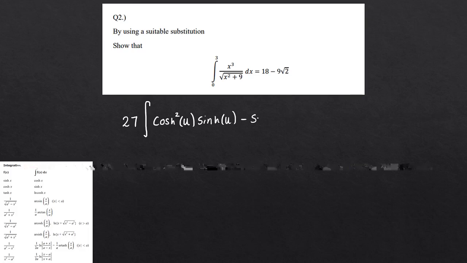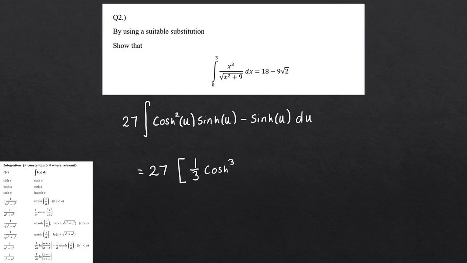I'm not going to go massively into the detail of this step, just because it is quite long. Hopefully this is something you have seen before. So it's 27 lots of cosh squared u sinh u minus sinh u. Like we said, we're just using our identities here. Don't forget your du. And then we integrate this expression. What I get now is 27 lots of a third of cosh cubed u minus cosh u.